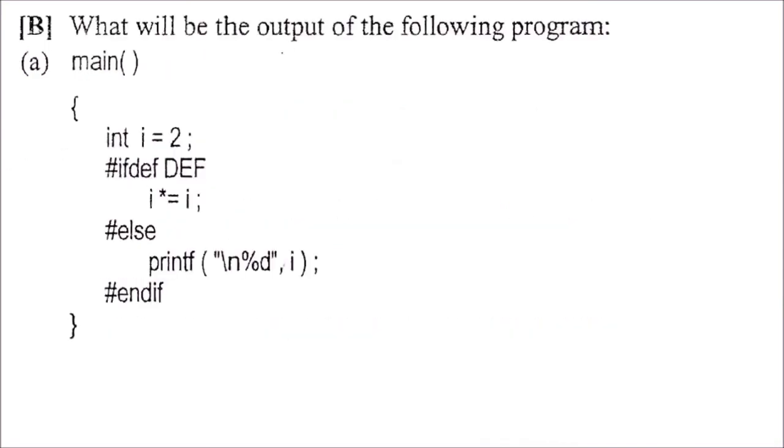What will be the output of the following program? In this you have i equal to 2. This is an integer. Now you say #if defined DEF, then do i is equal to i into i, else print this i. But we see here we have not defined DEF anywhere. So this 2 will be printed. 2 will be the output.